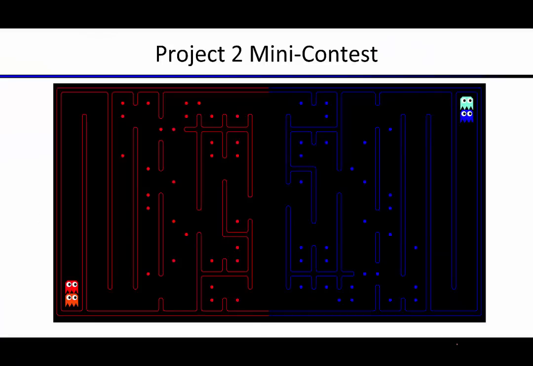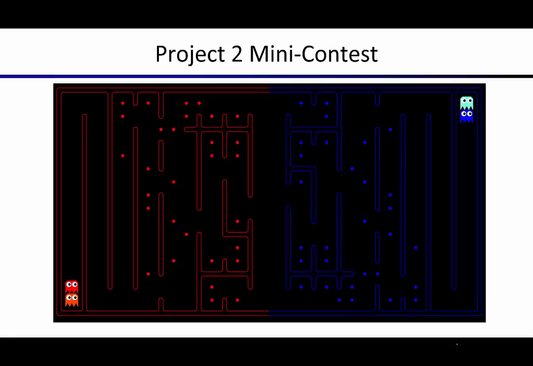All right, let's restart. For the beginning of the second half, let's look at the Project 2 mini contest. What you've got to do is design an agent that, if you're on your own side, you're ghosts. You get to defend your territory here. Once you cross over, you become Pac-Man. You can start eating food pellets on the other side.